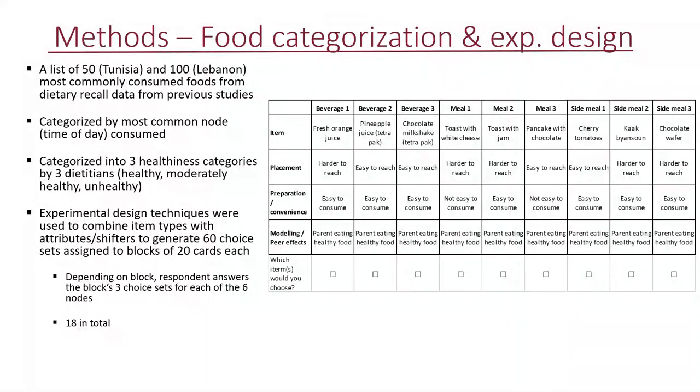Using complex experimental design techniques, we combined these item types along with attributes and shifters, to generate 60 choice cards, which of course cannot be administered at once to each respondent. So we had to block them into 20 blocks of three cards each, which meant that the respondent, within each node, would get three cards only from one of 20 blocks.